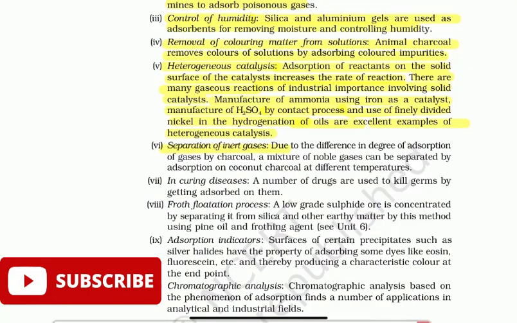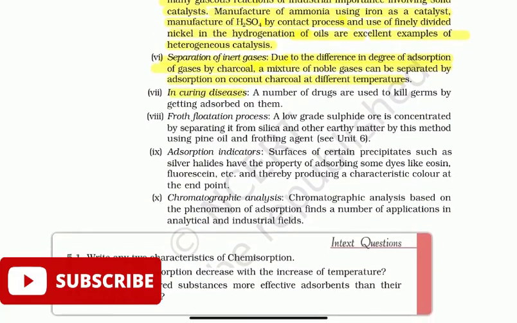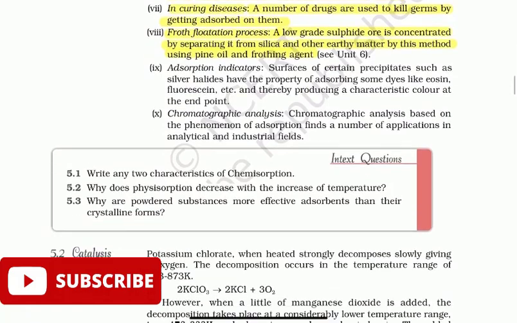Separation of inert gases. Due to the difference in degree of adsorption of gases by charcoal, a mixture of noble gases can be separated by adsorption on coconut charcoal at different temperatures. In curing diseases, a number of drugs are used to kill germs by getting adsorbed on them. Froth flotation process. A low-grade sulfide ore is concentrated by separating it from silica and other earthy matter by this method using pine oil and frothing agent.